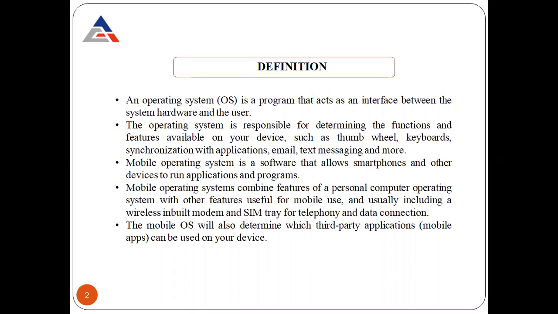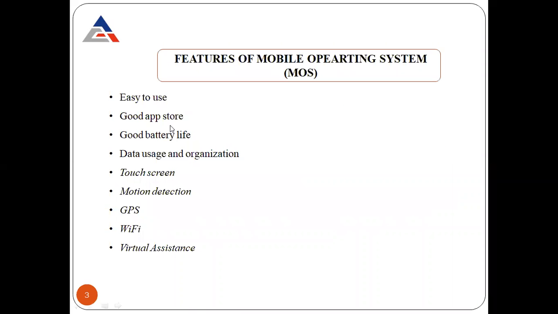The mobile operating system will also determine which third-party applications can be used on your device. Which third-party application we can use to run on the mobile phone. This is a little definition of the mobile operating system.